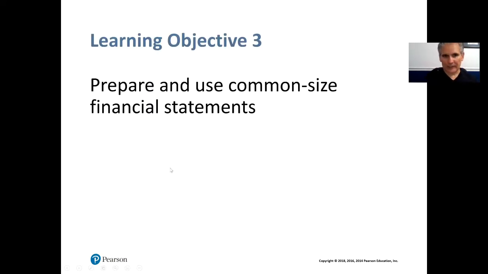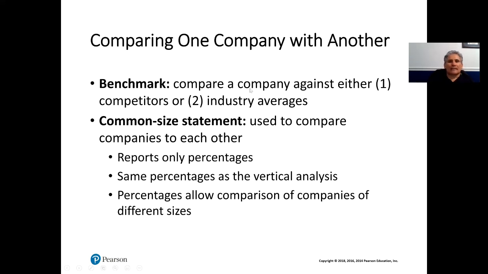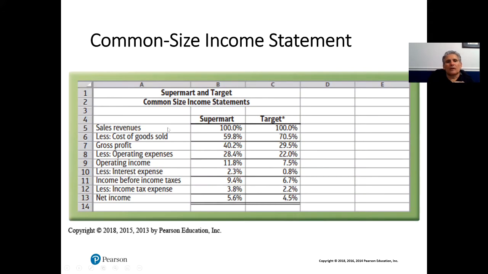It's just the proportionality. So what the common size balance sheet does is it gives us a benchmark. It can compare a company against either one, competitors, or two, the industry average. And the common size statement used to compare companies to each other reports only the percentages. So you do exactly what we did earlier, except you're just throwing the dollar amounts out and you're just going to use the percentages. Same percentages as the vertical analysis, which is what I just showed you. And the percentages allow comparison of companies of different sizes, which is exactly what I just told you. So Supermart compared to Target.